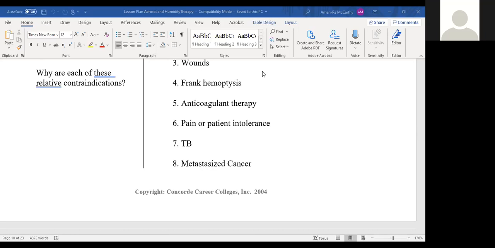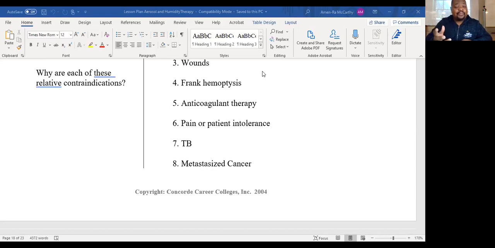Tuberculosis. If somebody has tuberculosis, you don't want to do CPT because it may spread. Tuberculosis is a disease that could be confined to one spot, right? But if you hit on it and they start coughing it up, then what happens? You want to catch it, right? Tuberculosis is a very contagious, airborne disease.